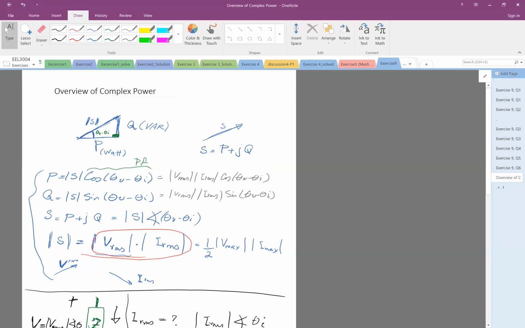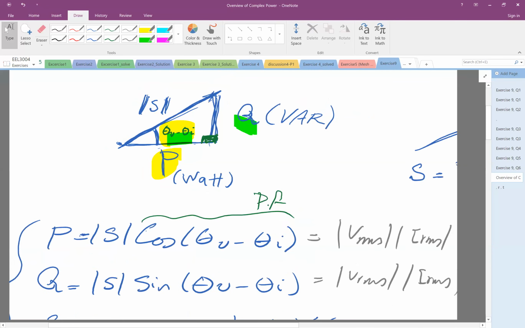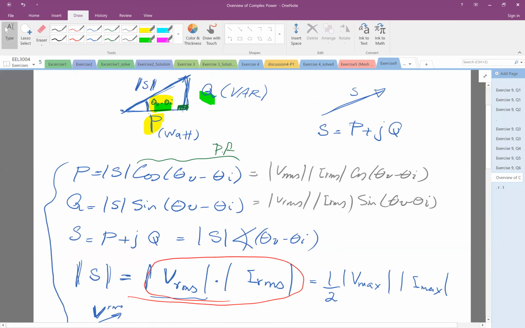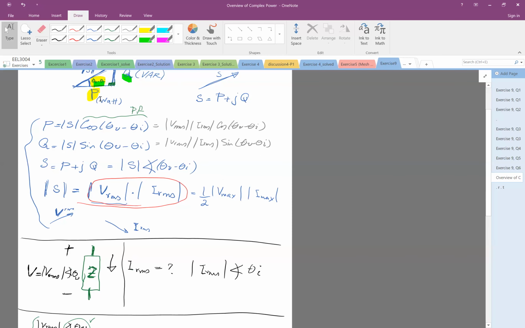So for example, in the first case, P was given with the power factor, which gives me information about theta V minus theta I. And based on that, you can find everything else. Or the second scenario was when Q was given and the power factor again. You can find the other ones. Or S is given and the power factor is given. So make sure you just practice on these calculations.